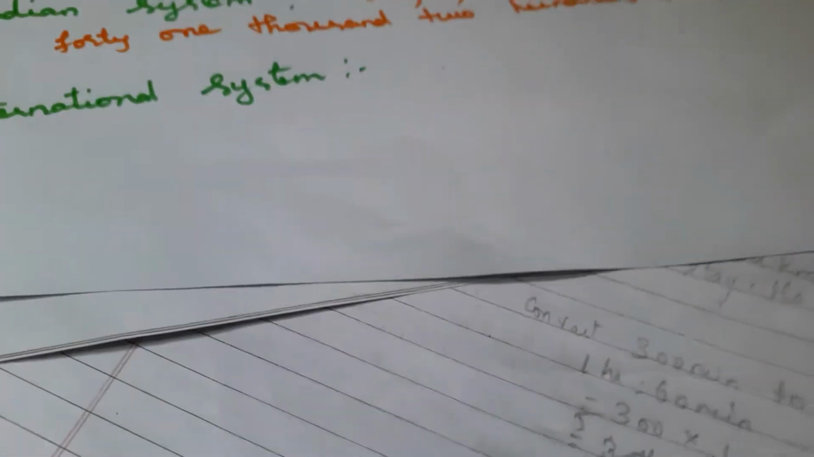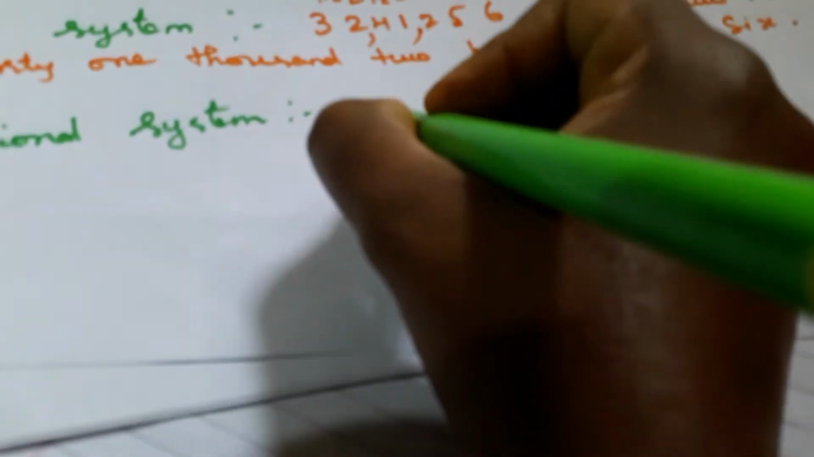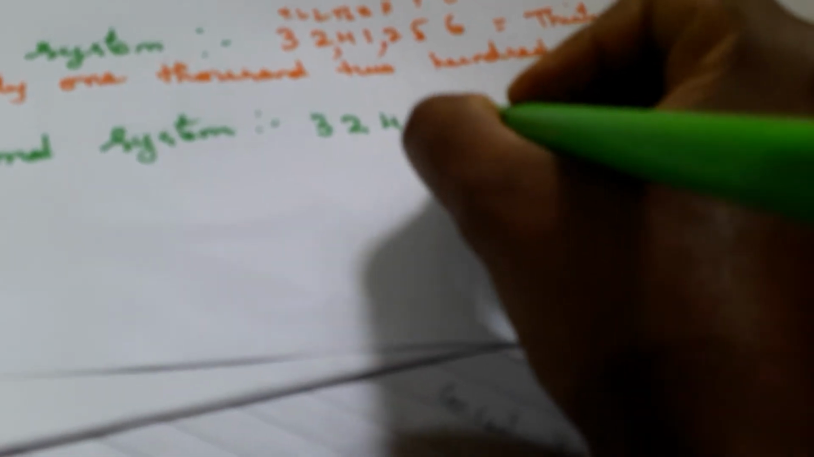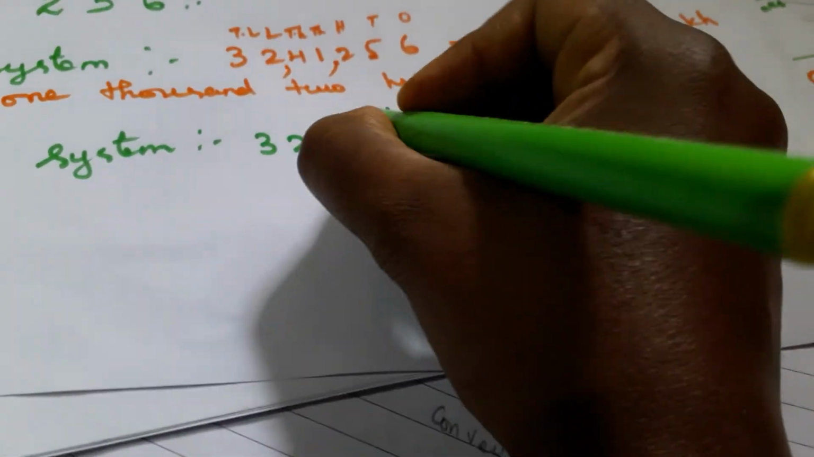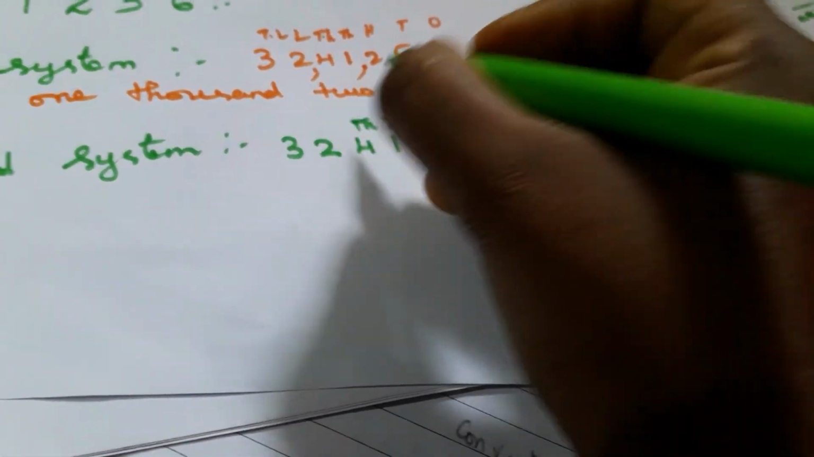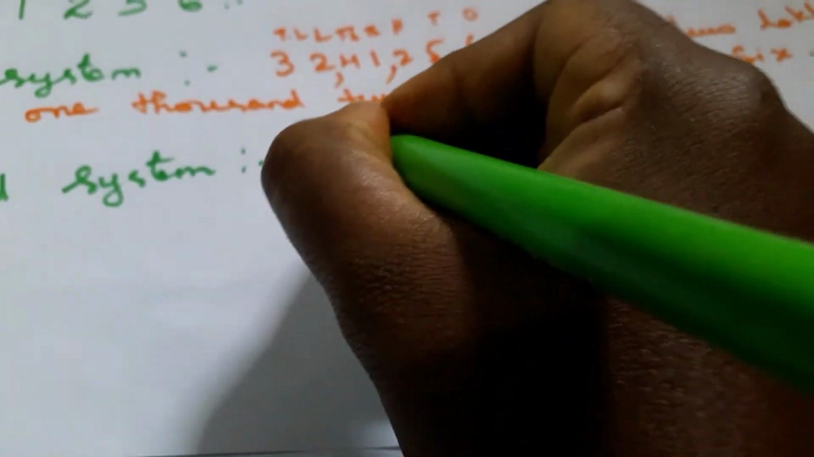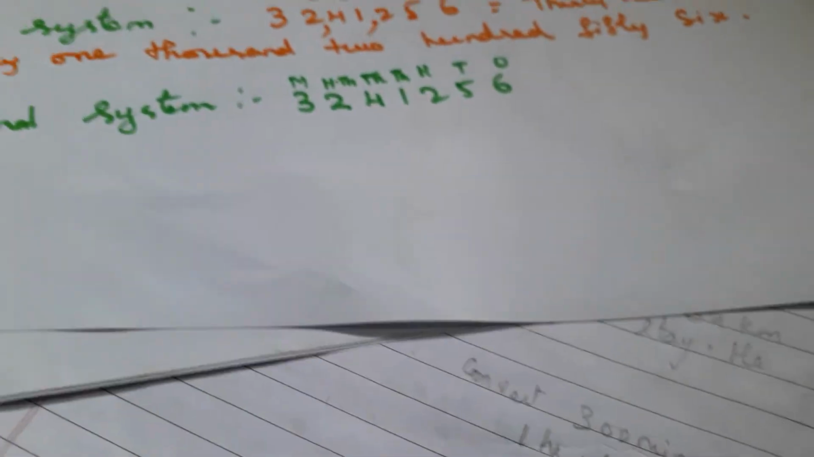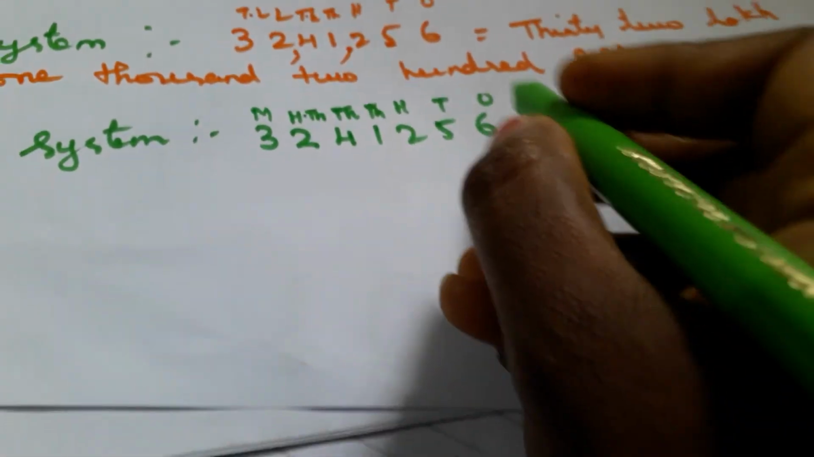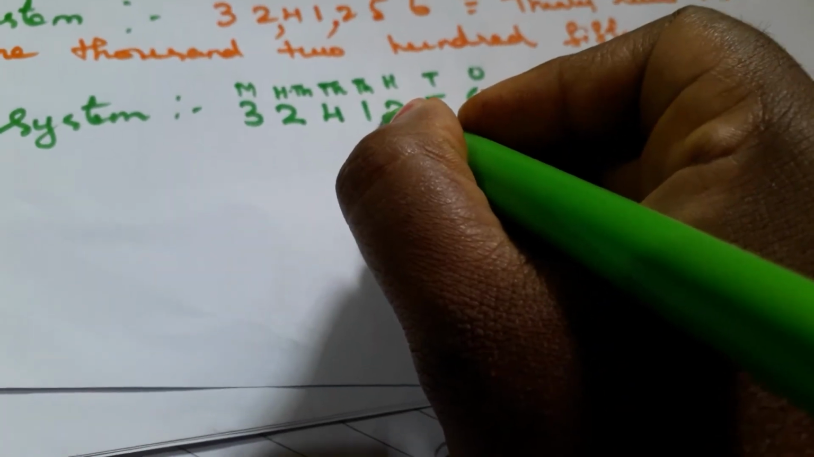Now I have to write this same number in the international system. Let me write 3,241,256. Now I should write the place values for this: ones, tens, 100, 1,000, 10,000. You will say lakh, but no, it is not lakh. It is 100,000 and million. Now I am going to place commas for 3 digits and 3 digits in the international system.